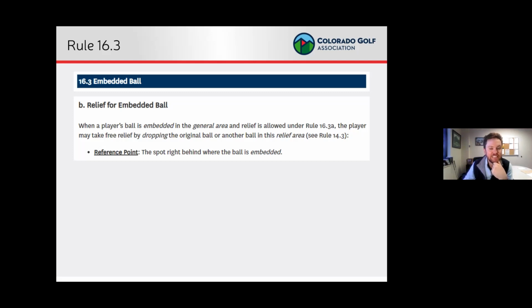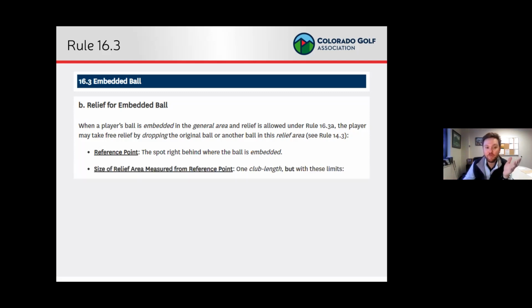So again, this doesn't say it's in the general area, it's the spot. So the ball is embedded in the general area, and right behind it is a penalty area line. That's still the spot right behind the ball. However, the relief area is going to be in the general area, which we'll see. And the size of the relief area measured from the reference point is 1 club length, but you have these limits. So the spot right behind it.